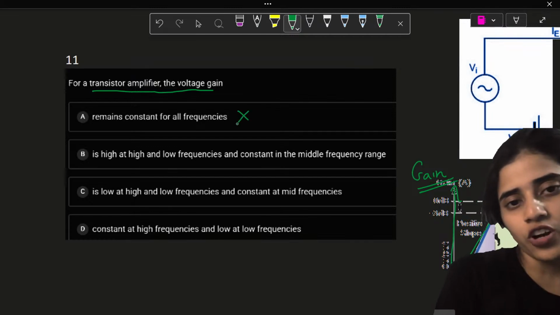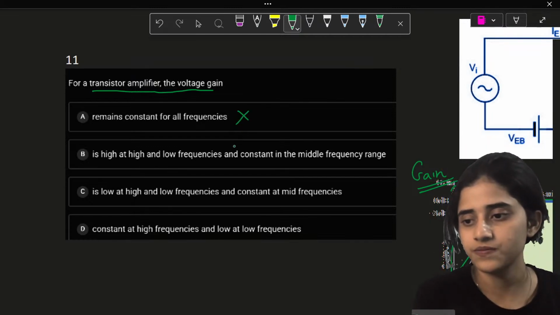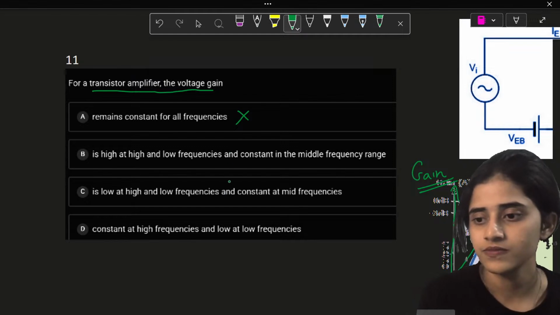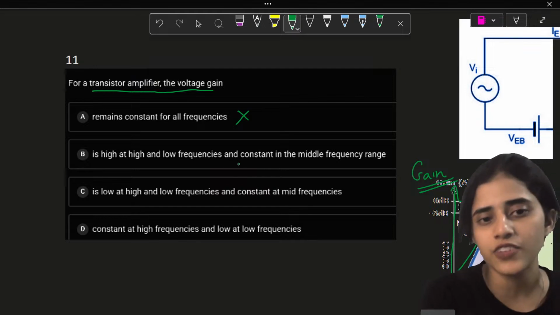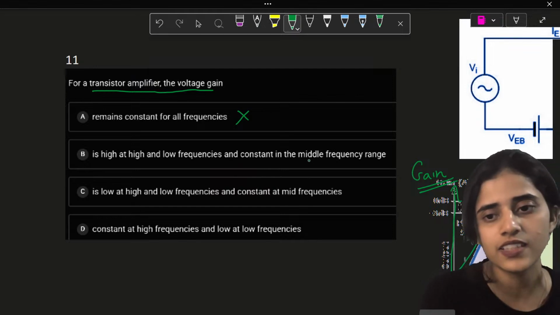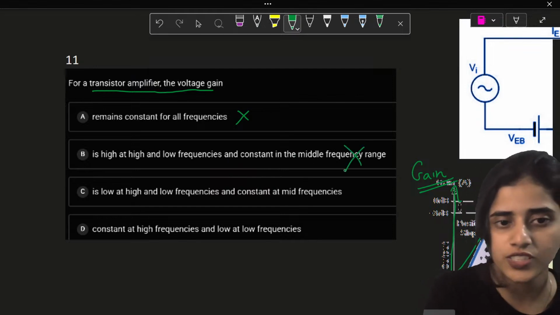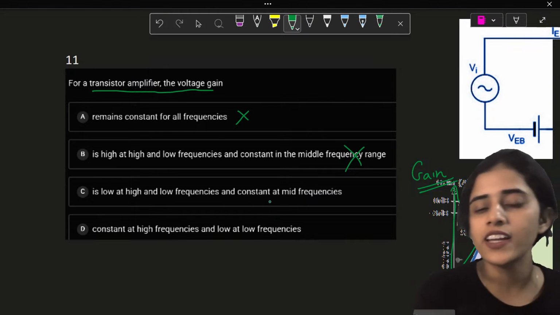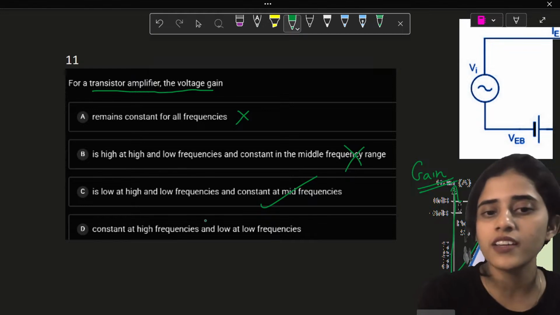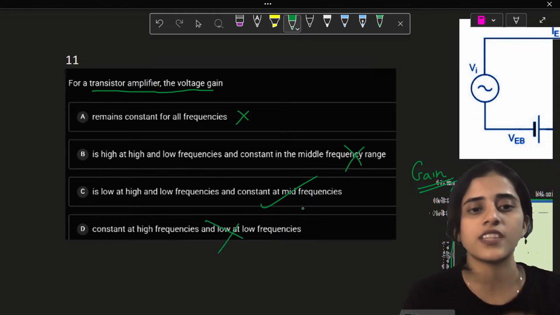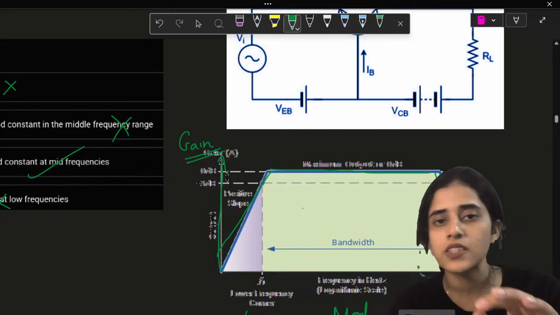Remains constant for all frequencies is definitely wrong. Is high at high frequencies and low frequencies. It's not high, so this is wrong. It's low at high frequencies and low frequencies and constant. It's constant at high frequency, this is also wrong. So it is definitely option C. So you have to remember this graph, okay?